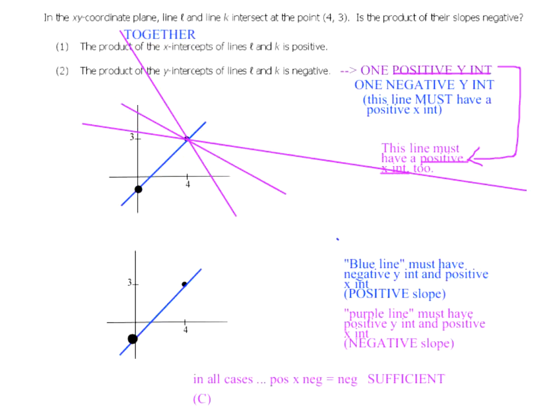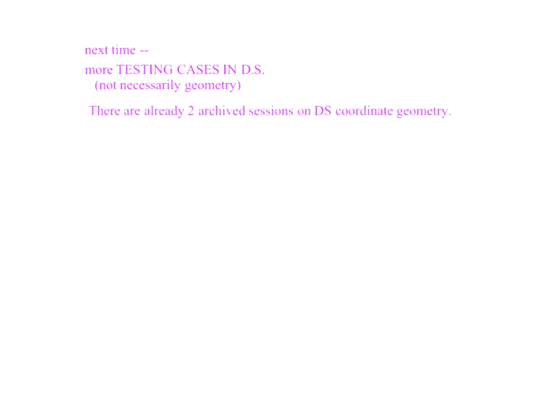Coordinate geometry, yeah, there are two entire sessions on it. So what we're going to do next time is more of this data sufficiency case testing stuff. It's not going to be more geometry though. So next time, more testing cases in data sufficiency, not necessarily geometry. There are already two archived sessions on data sufficiency coordinate geometry, so please go find those.